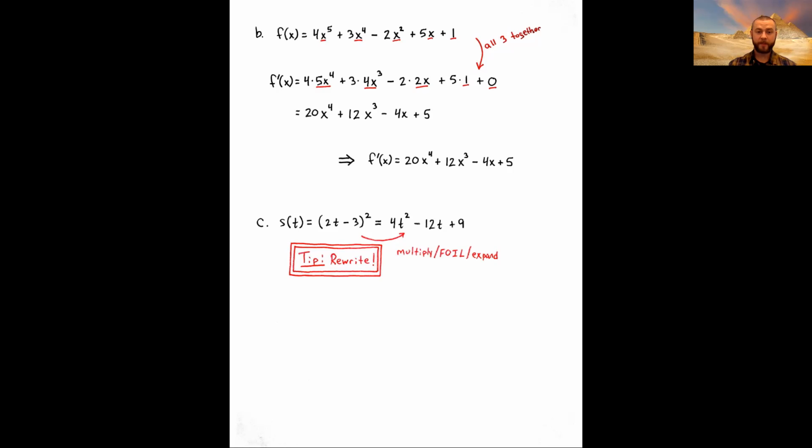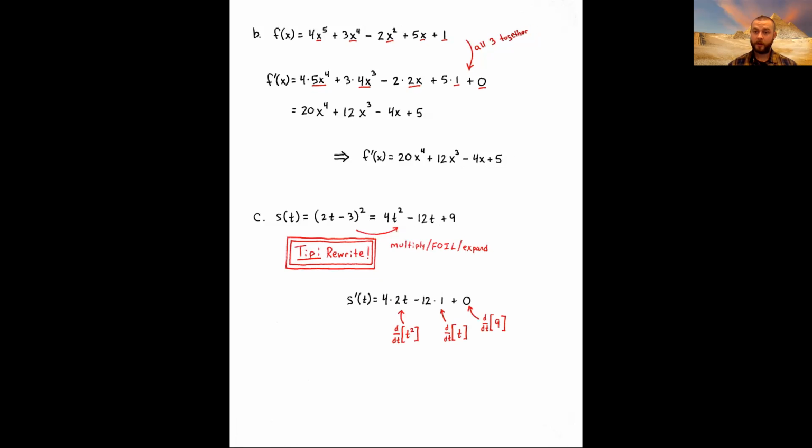All right, so let's wrap this one up. Just as we did in part B, we can apply the constant multiple rule, sum and difference rule, and the power rule all together. The power rule does apply even though our variable is t here. Make sure you are comfortable switching between different independent variables. X is very common, but so is t.